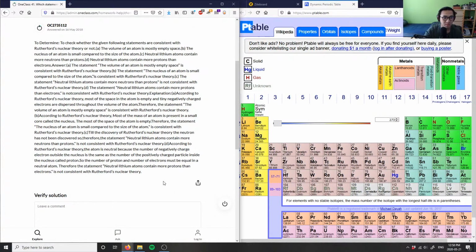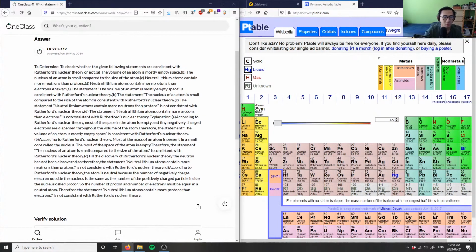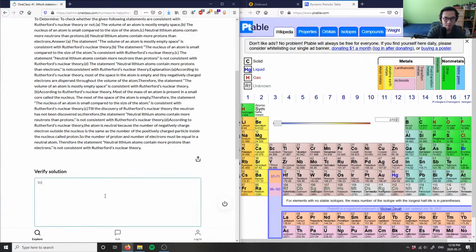And let's see. Oh, it says answer. The statement that the volume is mostly empty space is consistent with Rutherford's theory. So this solution here is correct. Let me see if they have an explanation in the text. It says, according to Rutherford's nuclear theory, most of the space in the atom is empty and tiny negatively charged electrons are dispersed throughout the volume of the atom. Therefore, the statement is true. So the solution is correct.